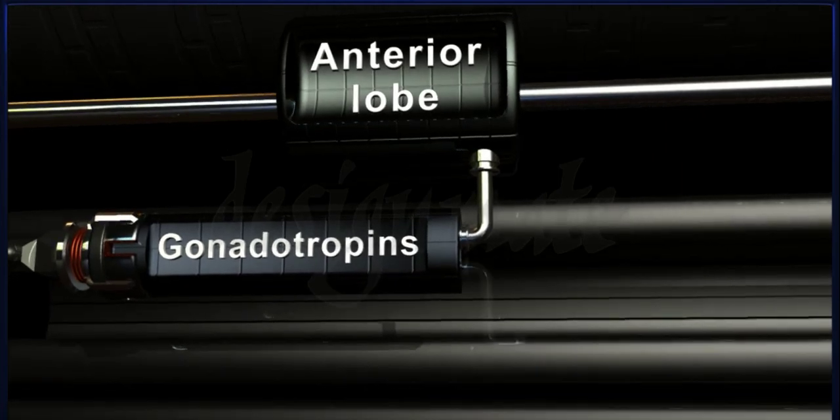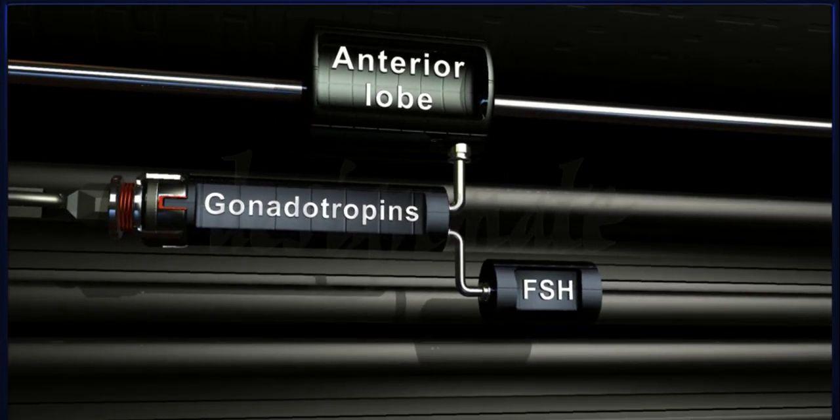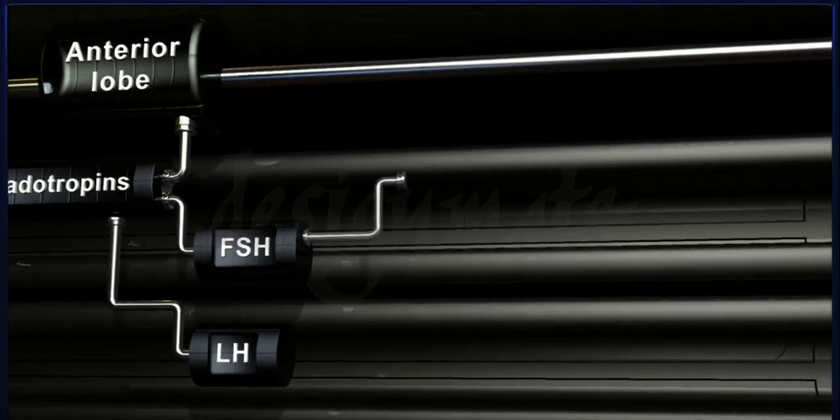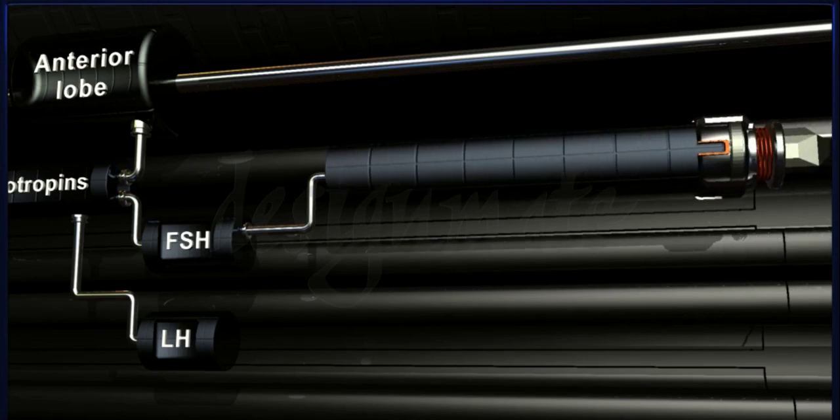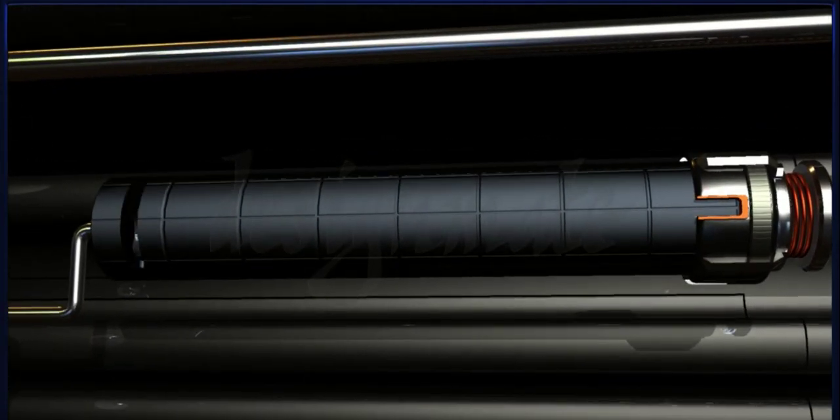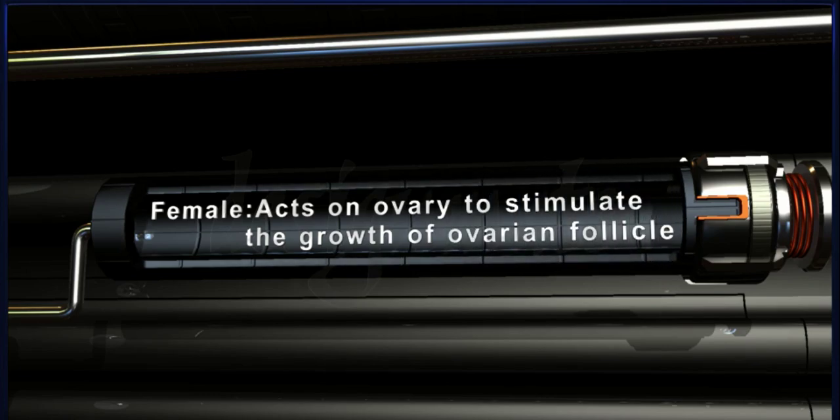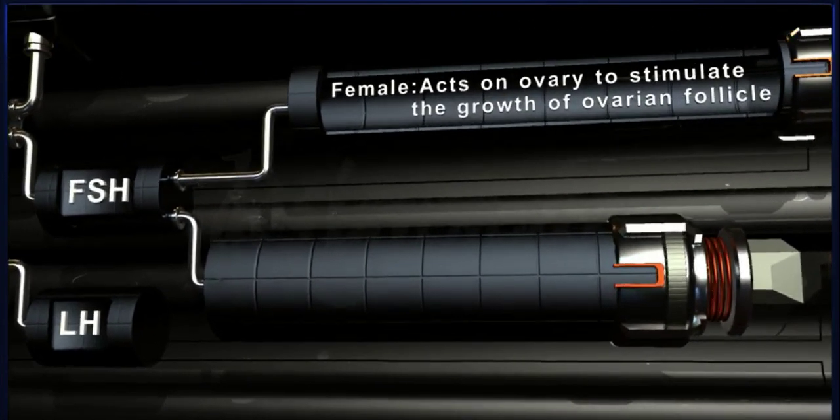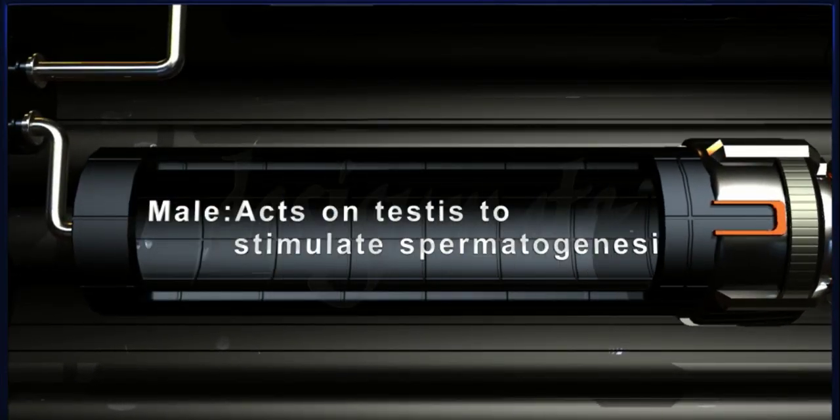Gonadotropins are called the follicle-stimulating hormones. In females, the follicle-stimulating hormone or FSH acts on the ovary to stimulate the growth of ovarian follicles for ovulation. While in males, it acts on the testes to stimulate the process of spermatogenesis or formation of sperms.